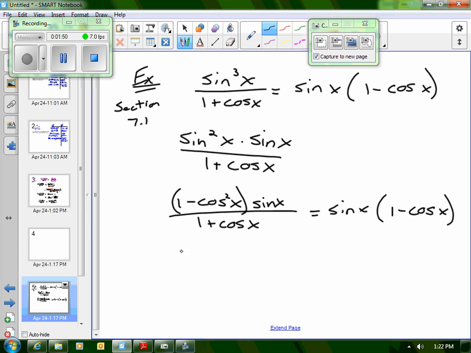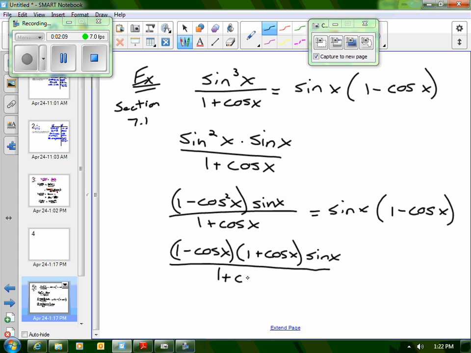So let's factor this to be 1 minus cosine of x times 1 plus cosine of x times sine, all over 1 plus cosine of x. Okay, so I factored it into these two factors. Everything else is staying the same.